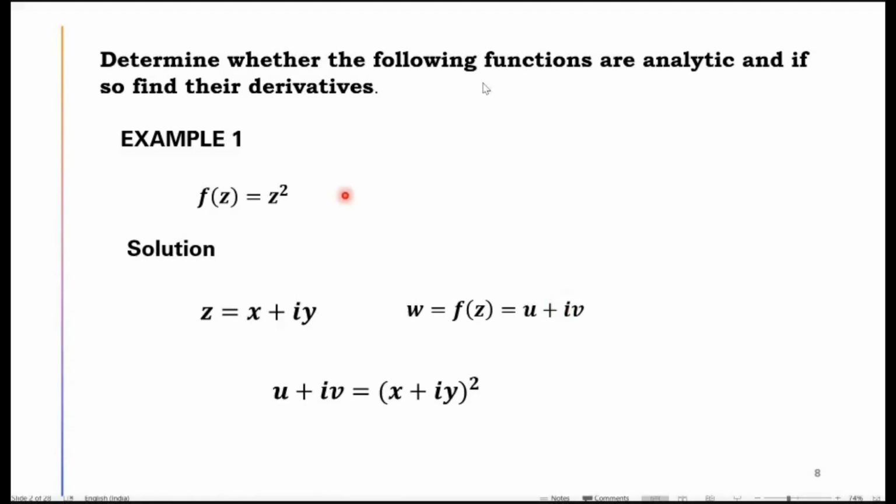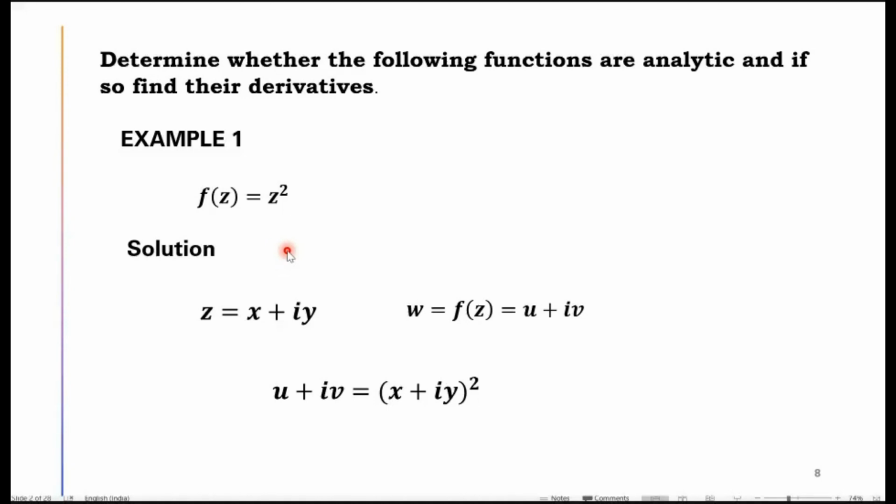सेकेंड स्टेप, now substitute here. फंक्शन दिया है f of z is equal to z square. ठीक है? तो f of z के बदले u plus iv और z के बदले x plus iy. Okay, whatever. The first step is replace z by x plus iy, f of z by u plus iv. Substitute everything in the given function. So u plus iv हो जाता है x plus iy the whole square.